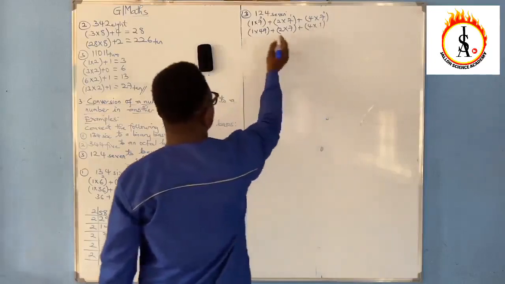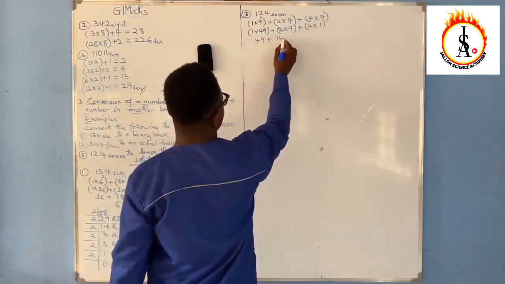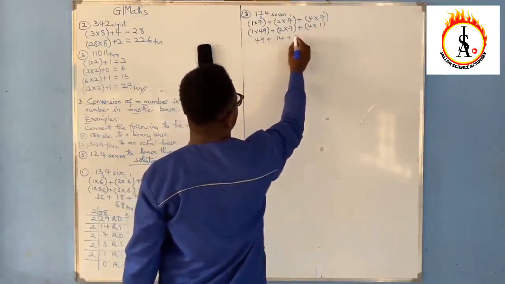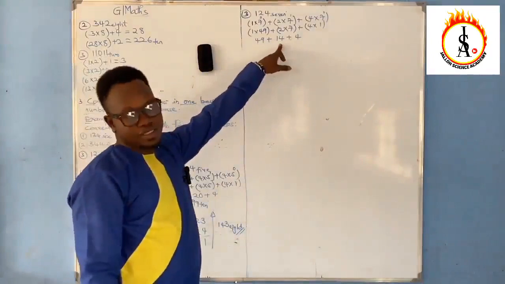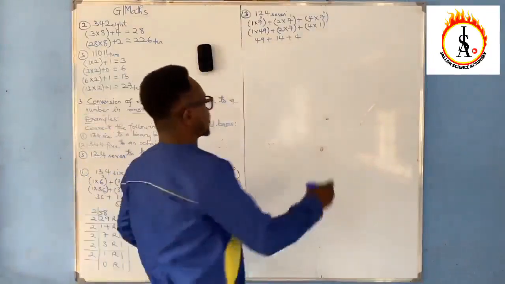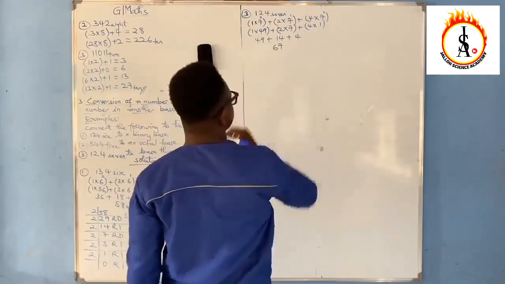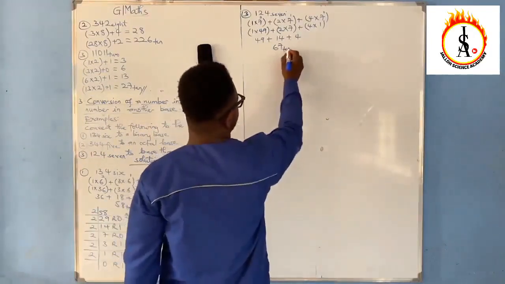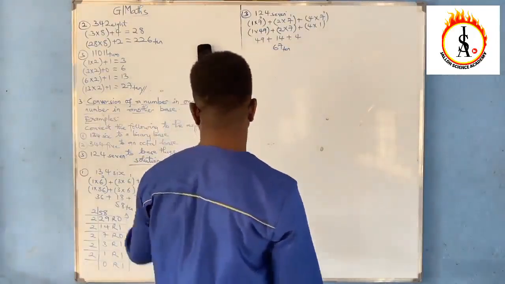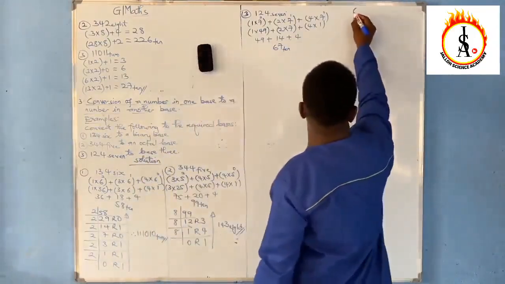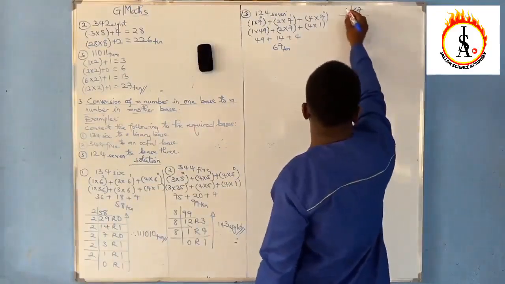plus 4 multiplied by 7 to the power 0, which is 1. So 1 by 49 is 49, plus 2 by 7 is 14, plus 4 by 1 is 4. So 49 plus 14 is going to give us 63, and plus 4 gives us 67. That is now in base 10. So this is what we are going to convert to base 3.